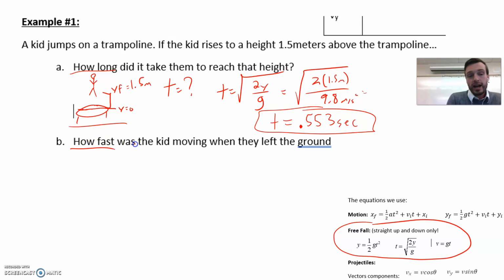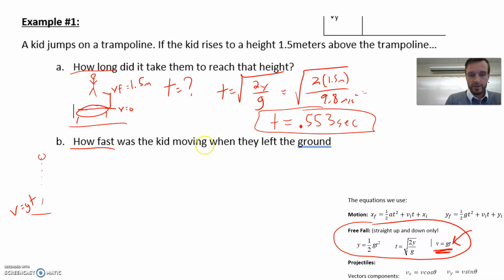Now when I ask how fast was the kid moving when they left the ground, how fast is velocity or speed? And this equation technically is for when you drop something, how fast is it going when it hits the ground, is v equals gt. But as we know the symmetry of projectiles, if you toss something up into the air, the speed it leaves the ground is going to be equal to the speed that it returns to the ground with.